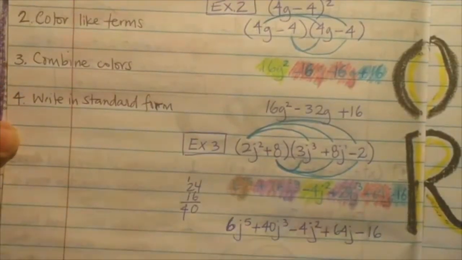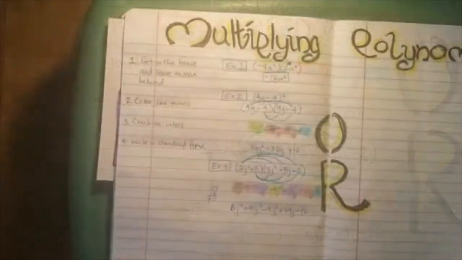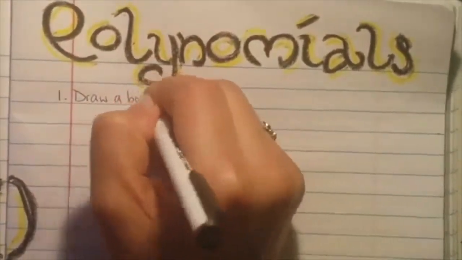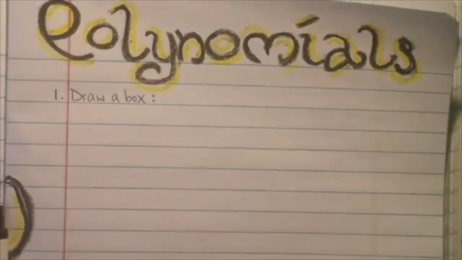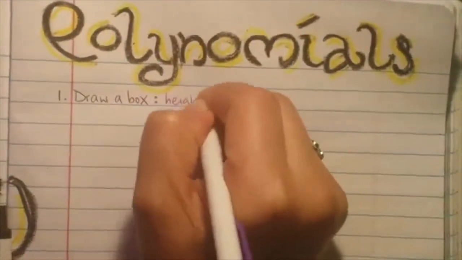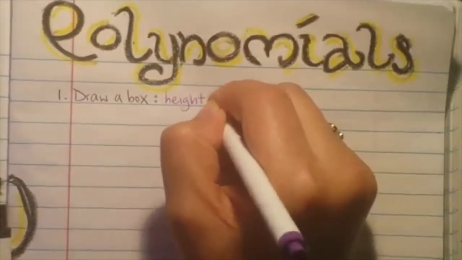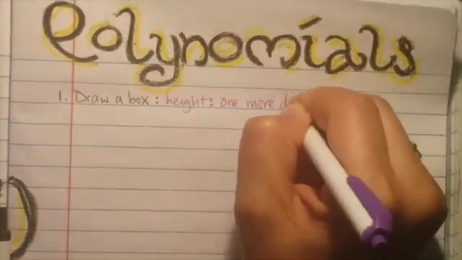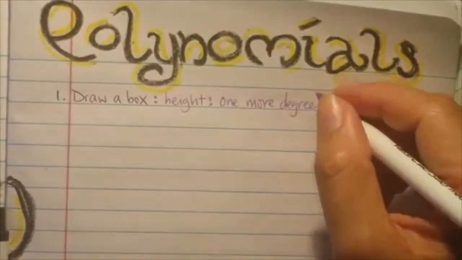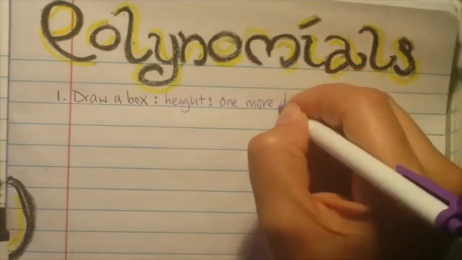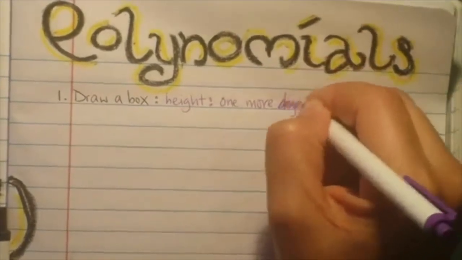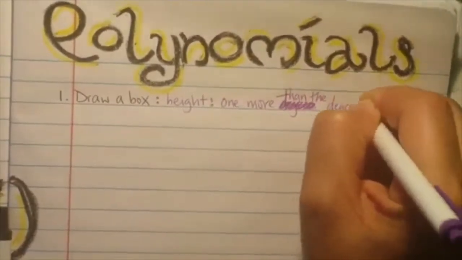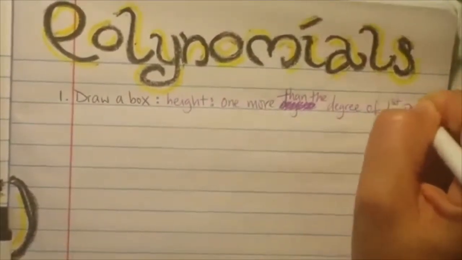So that's the first way of doing it, so let's take a look at the second. Alright, first step, draw a box. The height is going to be 1 more than the degree of the first polynomial. And really this is going to be just like the lattice multiplication, so this is where it comes into play.